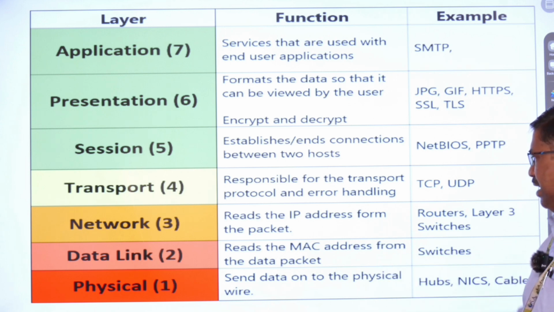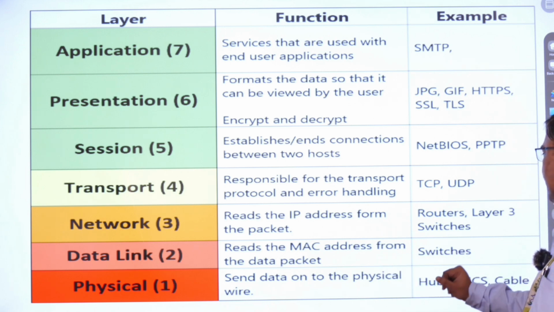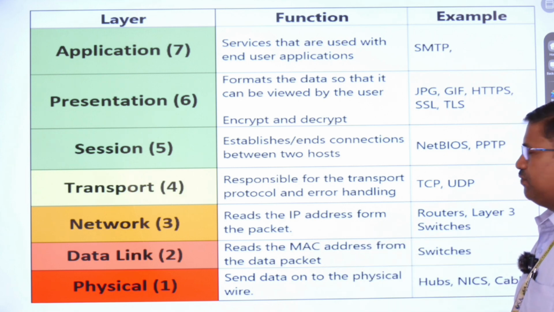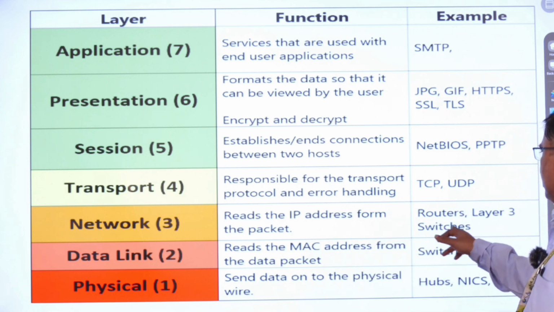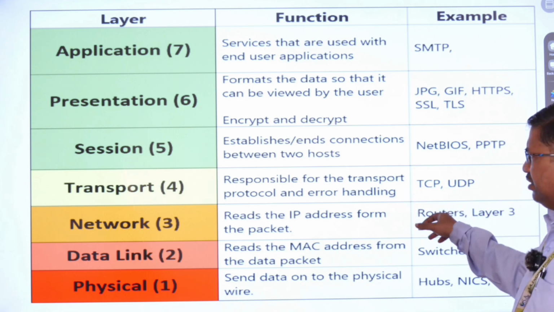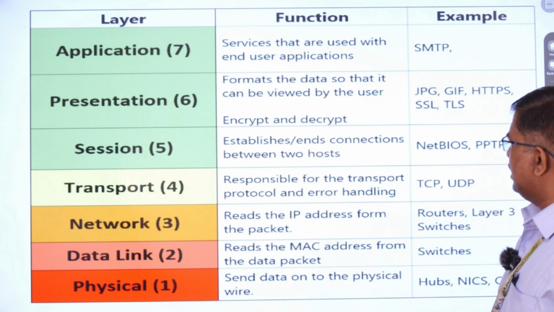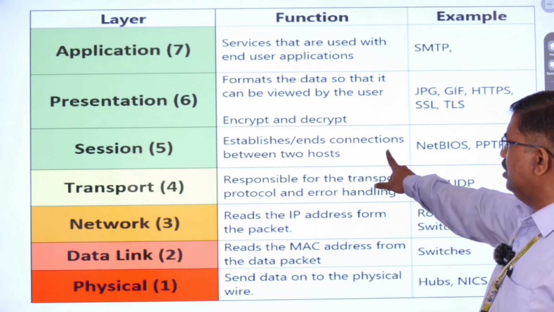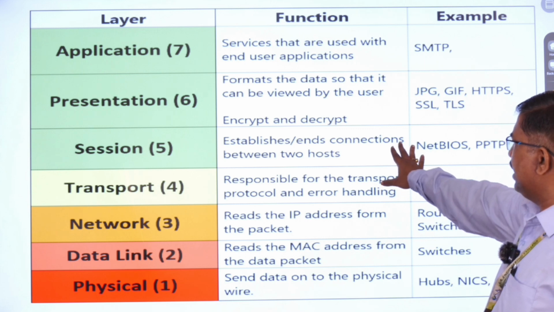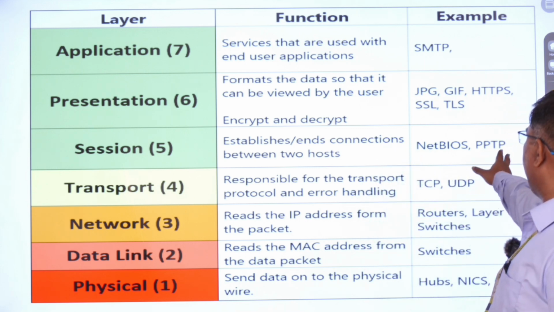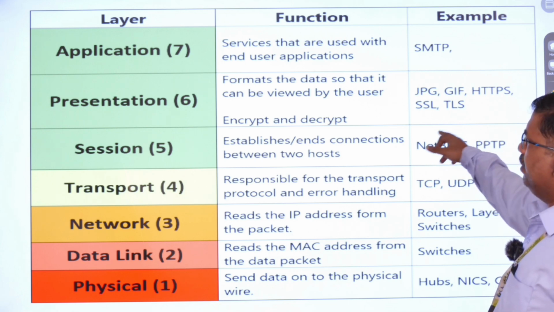The data link layer reads the MAC address from the data packet. The examples are switches. The network layer reads the IP address from the packet. The examples of the network layer are routers and layer 3 switches. The transport layer is responsible for the transport protocol and error handling. TCP and UDP are the examples. The session layer establishes the connection and ends the connection between the two hosts. NetBIOS and PPTP are examples of session layer protocols.